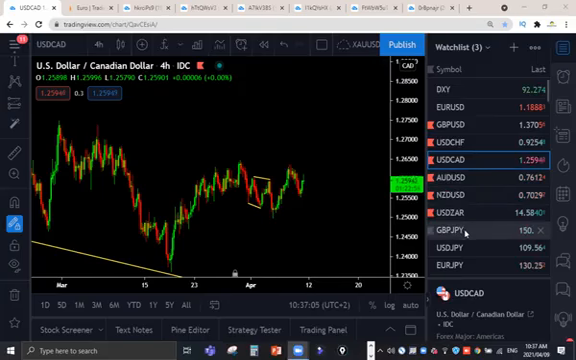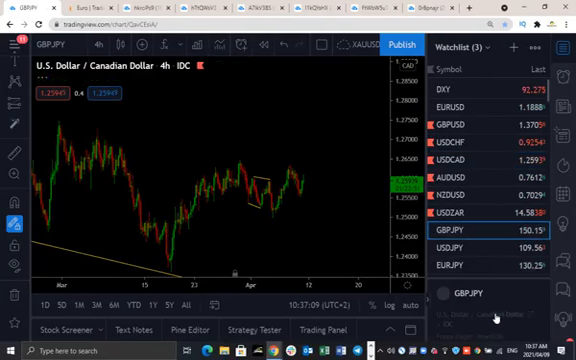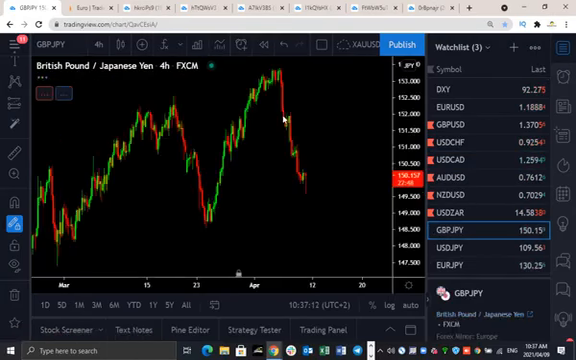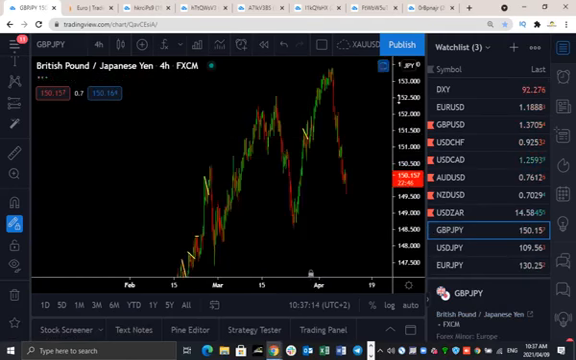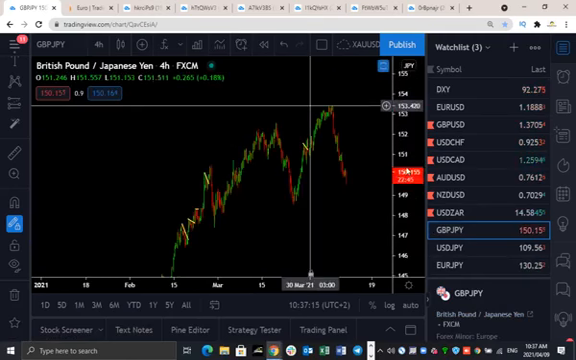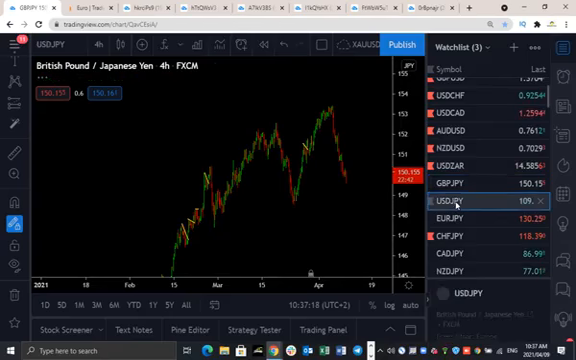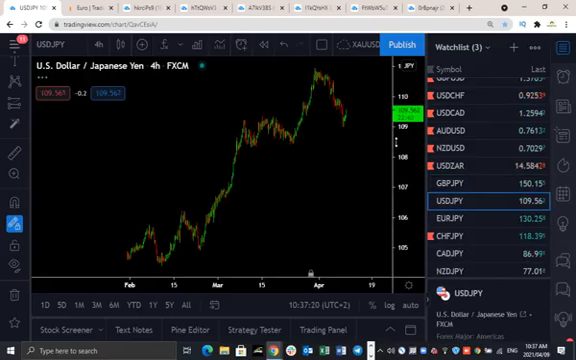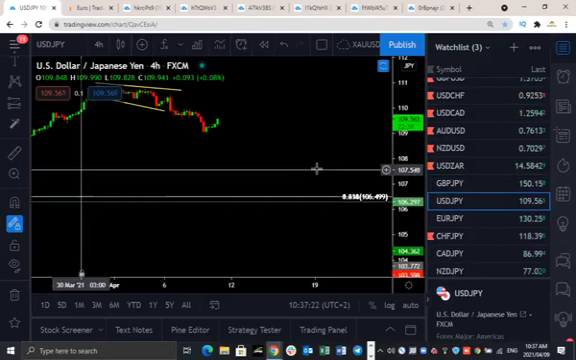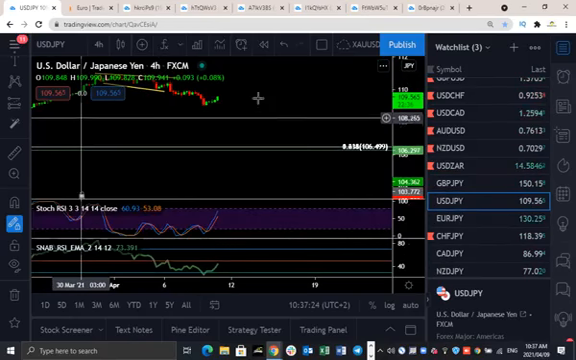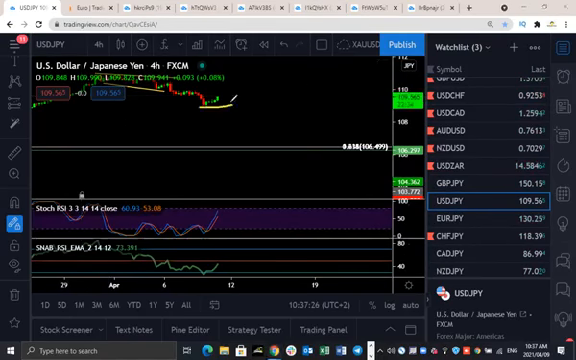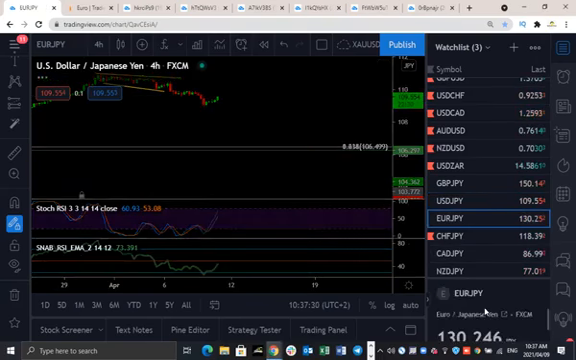AUD US dollar, we've already gone through this one of our trade setups that we discussed. Pound yen. Pound yen has made a pullback, nothing new there. US dollar yen making a bit of a bounce, but that's a continuation pattern. We'll see what this does. This looks like a continuation pattern for further downside. No trade setup there.